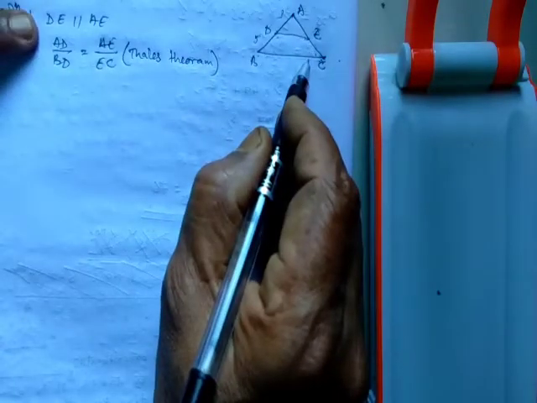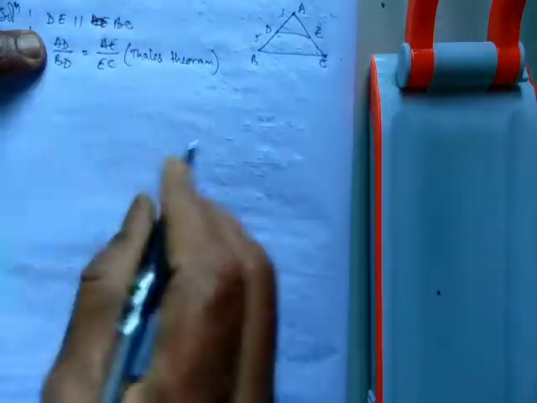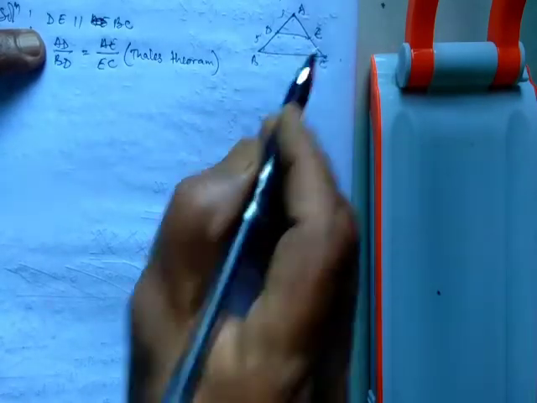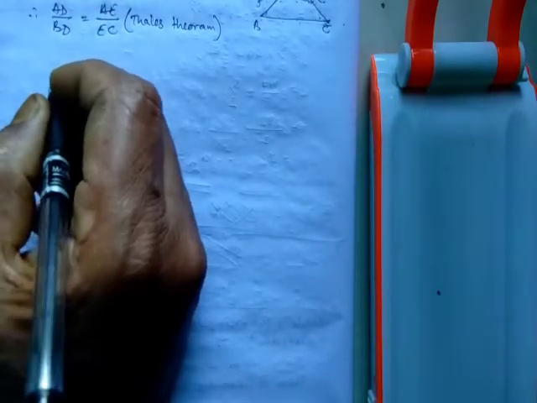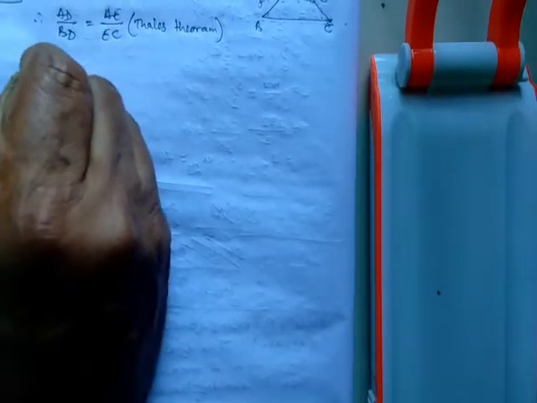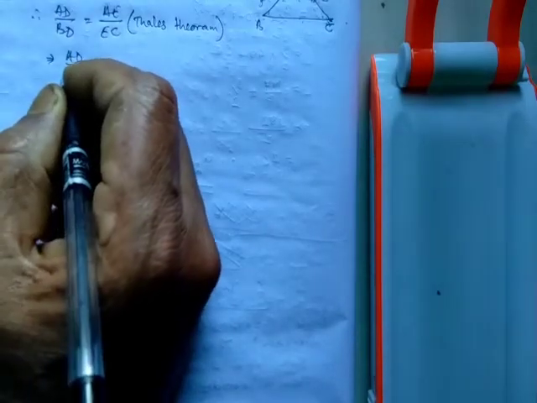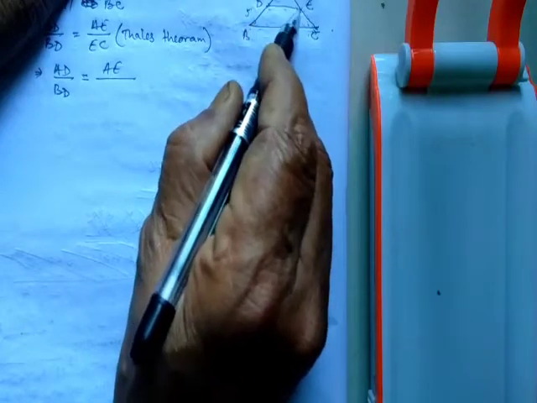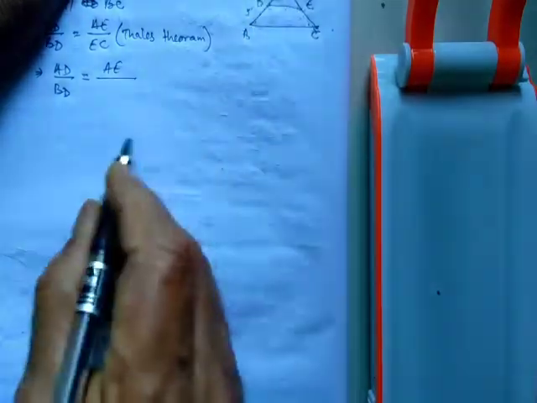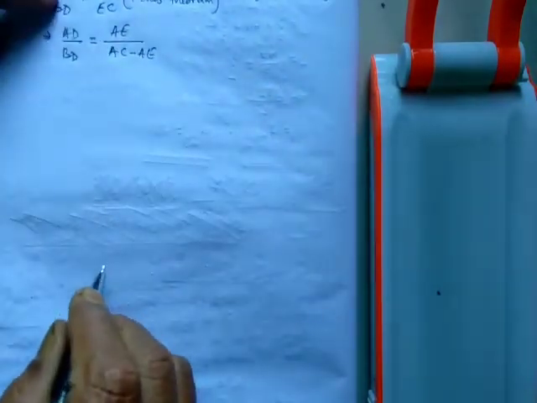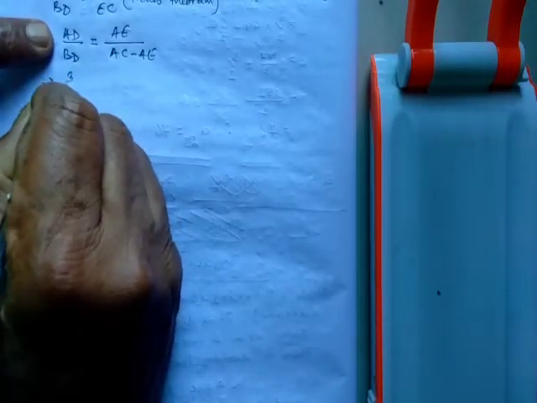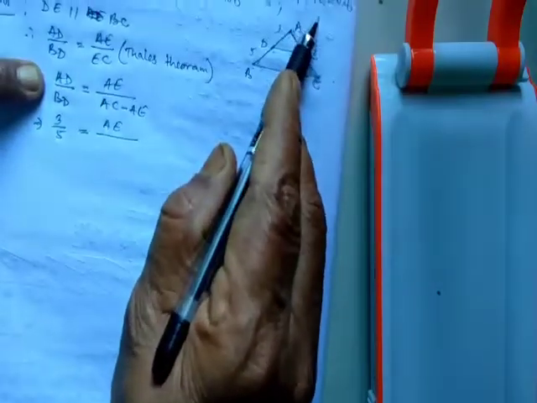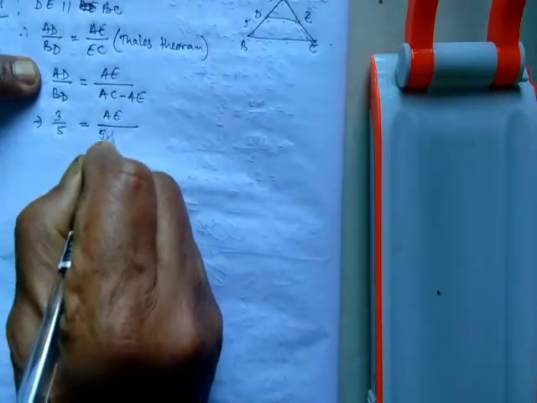So DE is parallel to BC. Therefore, if these two are parallel, according to Thales property, AD by BD is equal to AE by EC. This implies AD by BD is equal to AE by EC. EC is equal to AC minus AE. This value is given. So 3 by 5 is equal to AE by AC minus AE, and AC is 5.6 given. So this is 5.6 minus AE.